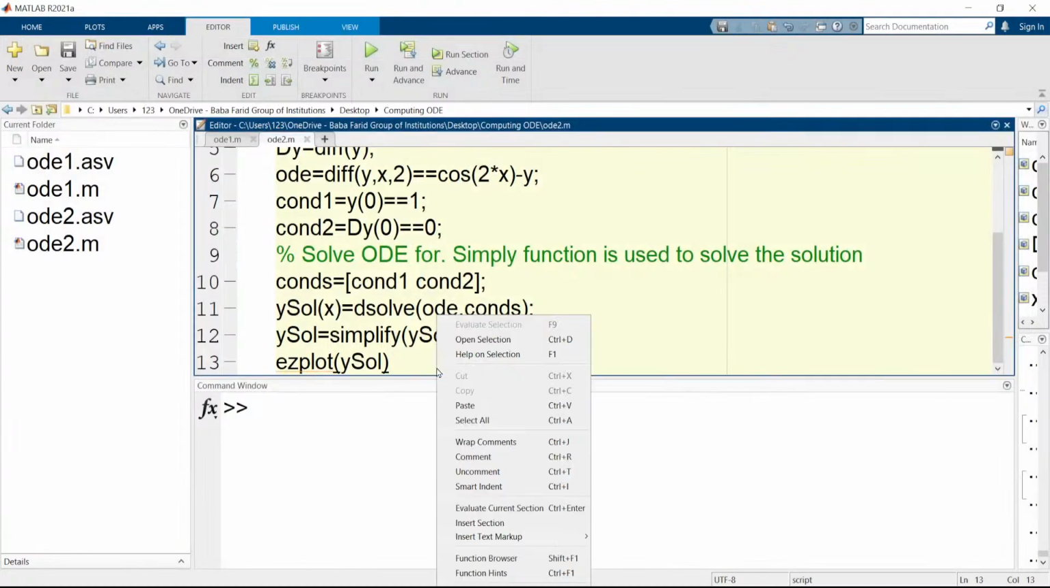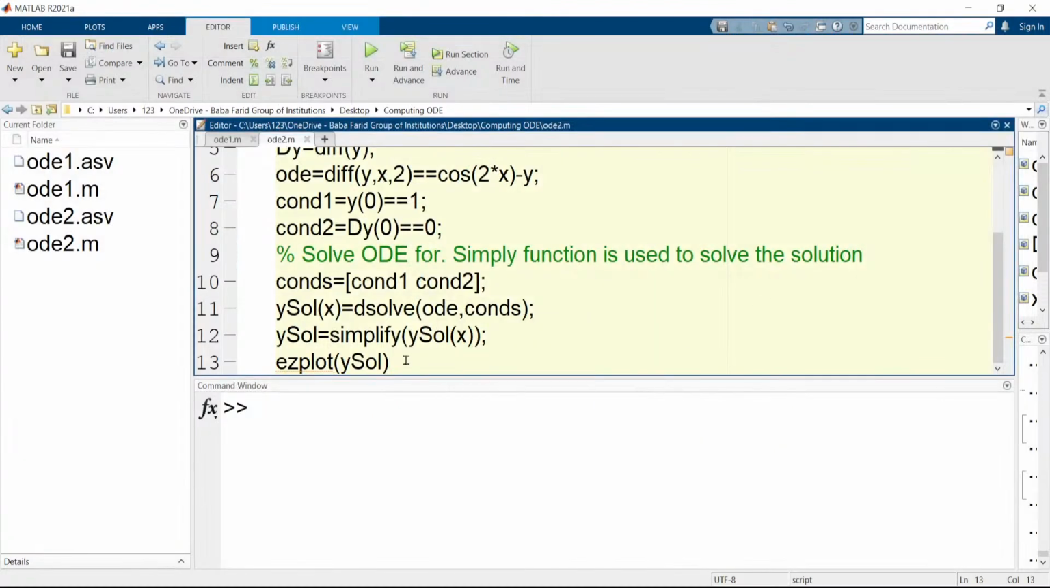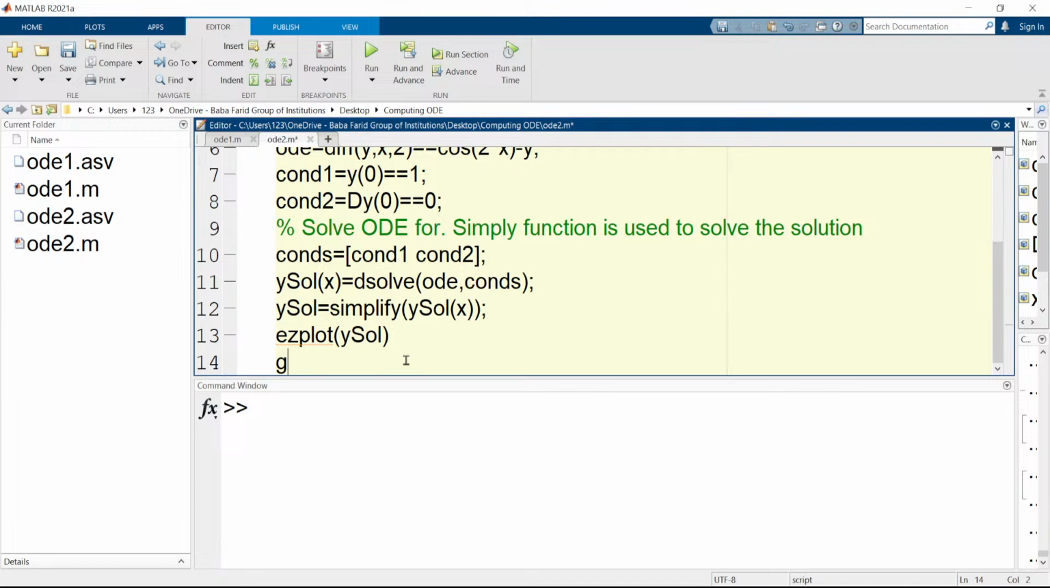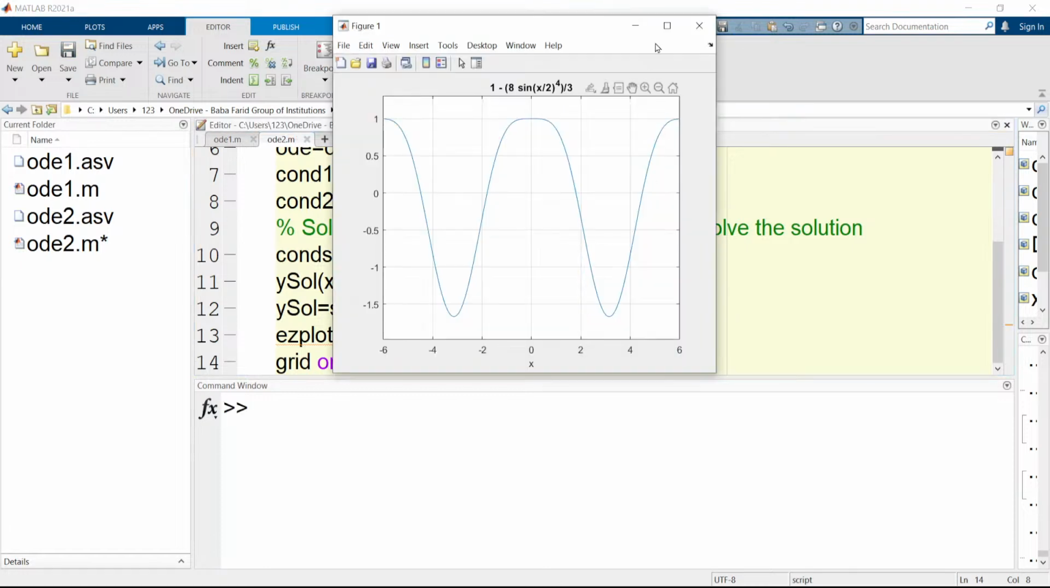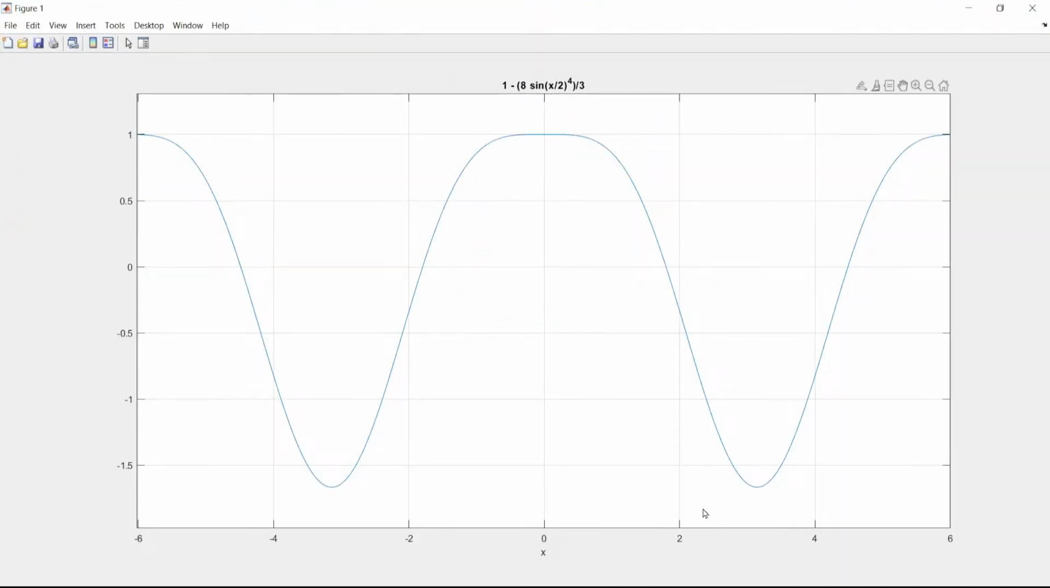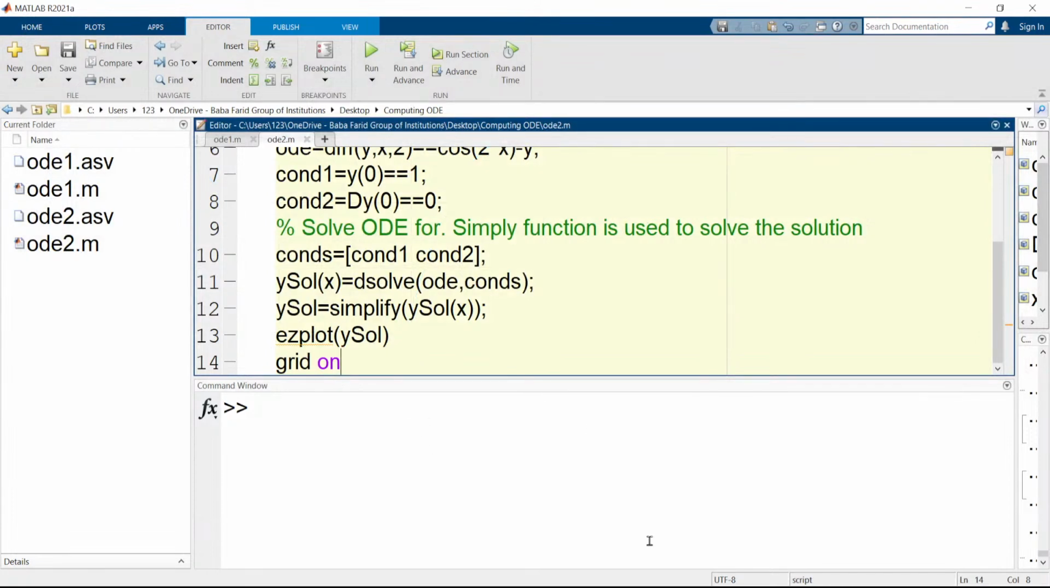If you want to insert some more statements, you can insert here grid on. Okay. So see again, and now you can see grids are there in the graph. Okay. If you want to insert X label, Y label, you can do everything, whatever you need for your problem. Okay.